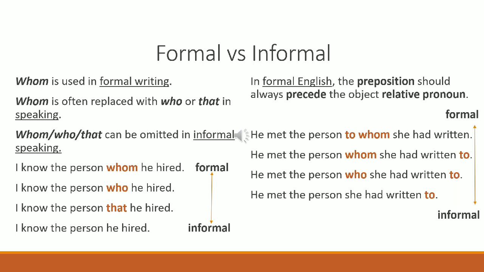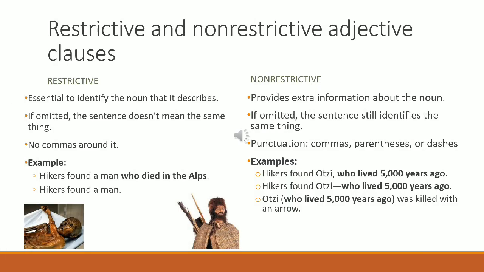Next one, restrictive and non-restrictive adjective clauses. Restrictive: essential to identify the noun that it describes. If omitted, the sentence doesn't mean the same thing. No commas around it. Example: hikers found a man who died in the Alps. Hikers found a man.